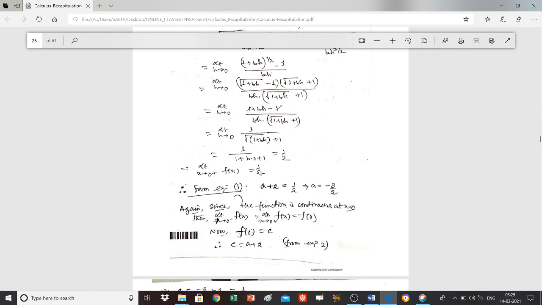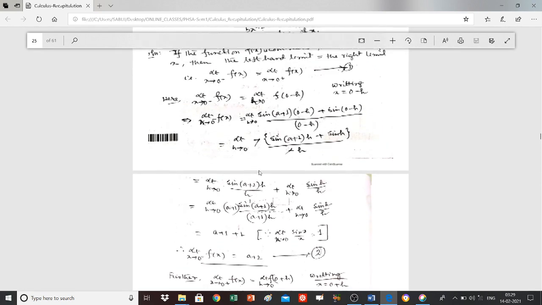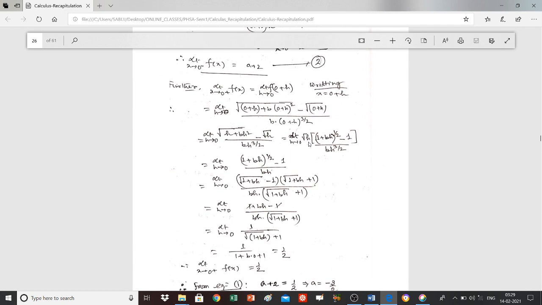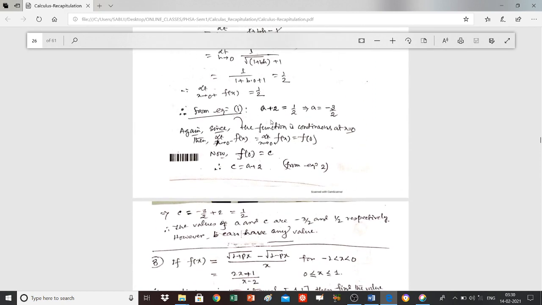So from equation 1, this is the equation 1, the left hand limit and right hand limit were equal. The value of the left hand limit was a plus 2 and the right hand limit is half. So a plus 2 is equal to half, or from here a is equal to minus 3 by 2. So from here we have obtained the value of a.